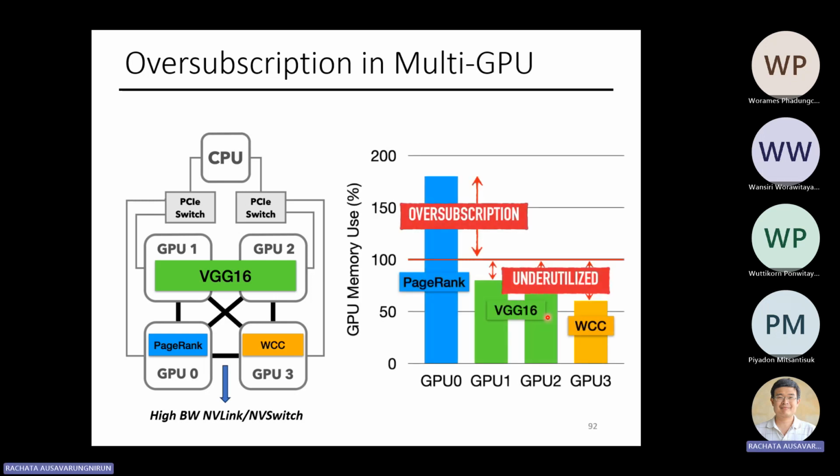One thing we notice is that some of these workloads use more memory than others. PageRank, for example, is oversubscribed. It uses too much memory and doesn't fit in the GPU. But VGG and WCC are underutilizing the memory, so they have room. So ideally, I want to sneak in so that PageRank can use the neighbor GPU memory.